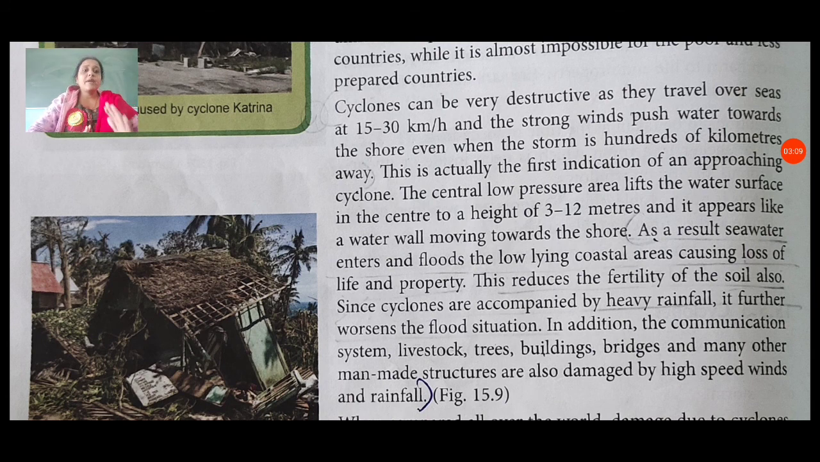Because of cyclones, many people who travel on seas cannot travel and cannot do their business or jobs. If they work in this situation, they face many problems. Sometimes they will die there because very high speed winds always blow there. As a result, seawater enters and floods the low-lying coastal areas, causing loss of life and property. Because of this, they lose their lives and lots of property.